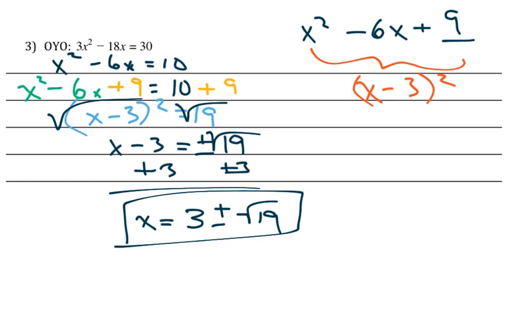So going from this step to here, knowing what we wanted, we added 9 to both sides to keep it balanced. We made sure we didn't lose anything in those steps. We rewrote that as x minus 3 squared, took the square root of both sides, leaving us with plus or minus the square root of 19, and then we just did the latter steps towards the end.